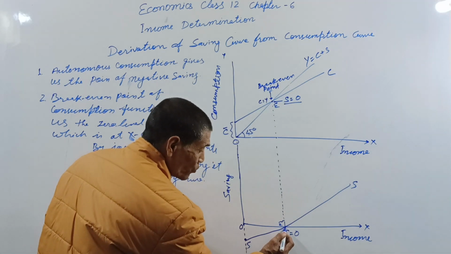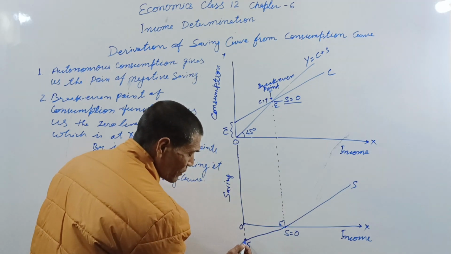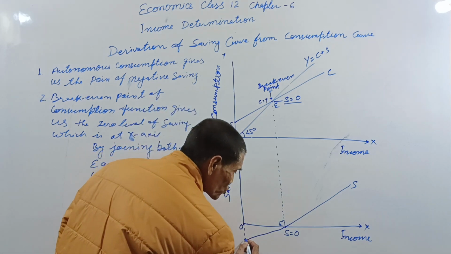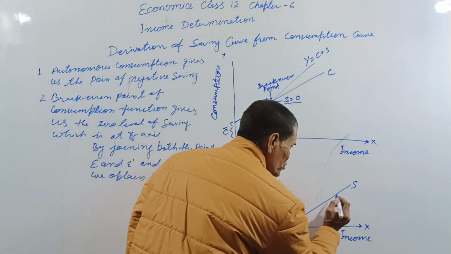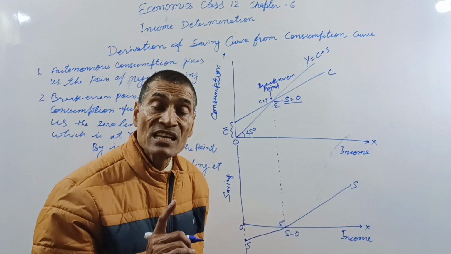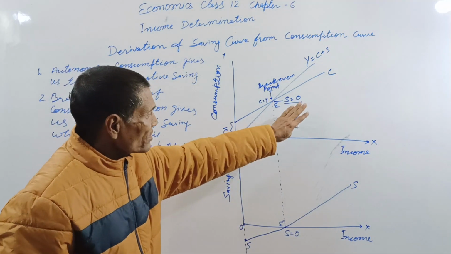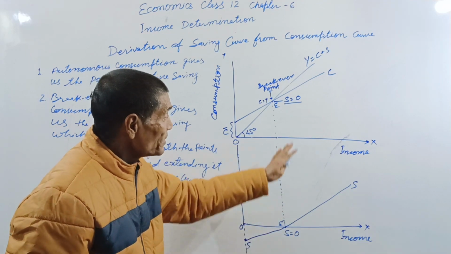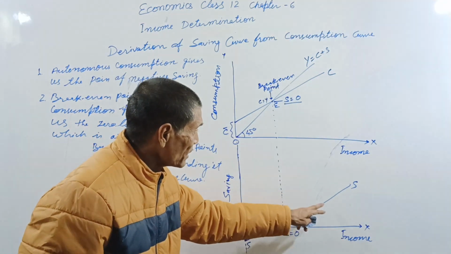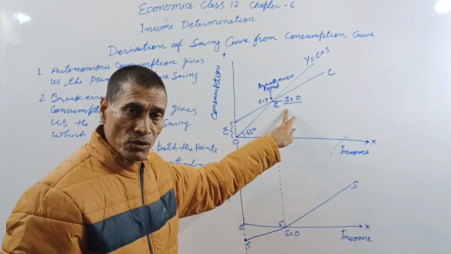2 points we got, 1 point on the x-axis here and 1 point on the y-axis here. If we join these 2 points and extend it, we get the saving curve. So this is the concept of derivation of the saving curve from the consumption curve. Okay, thank you.